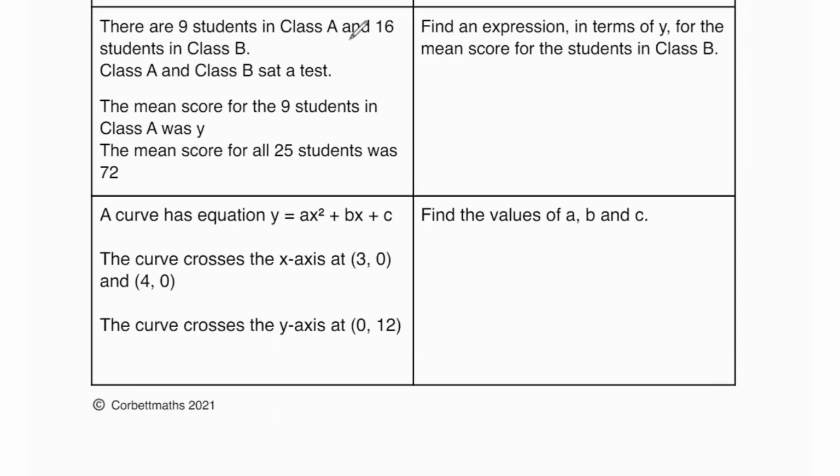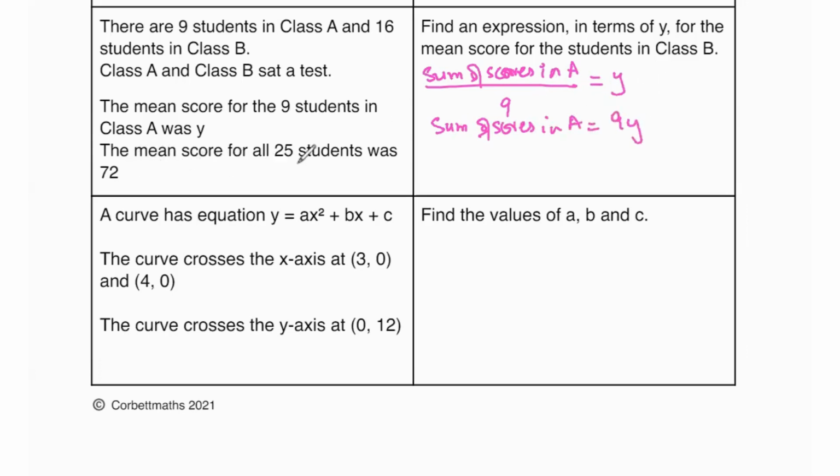So 9 students in class A and 16 students in class B. So for A, sum of scores in A divided by the number of students, which is 9, equals the mean value, which is Y. Sum of scores for A would equal 9Y.